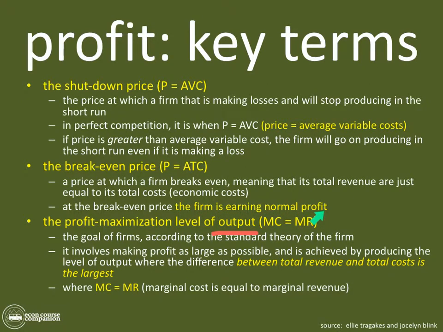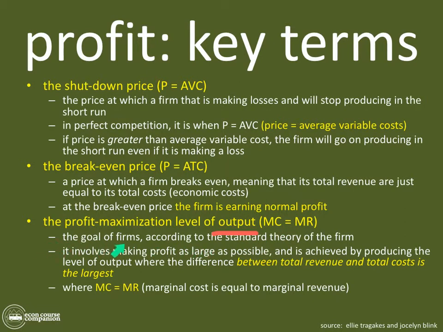Hey, check it out. That goes back to the previous slide. Yeah, the break-even point is when firms are covering all their costs, and therefore they're making a normal profit. Everybody's getting paid, right? And then lastly, the profit maximizing level of output, that is where MC equals MR. This is a super important point on all diagrams moving forward, as you shall see.